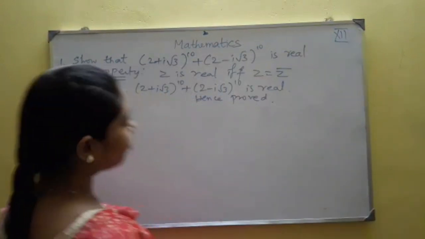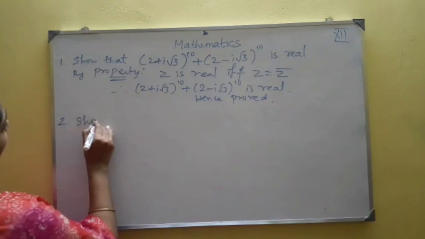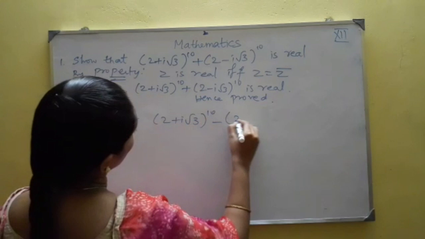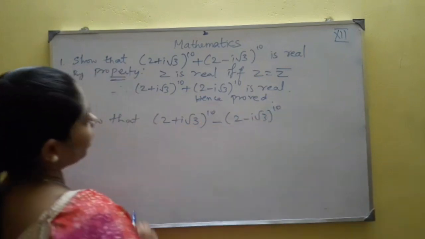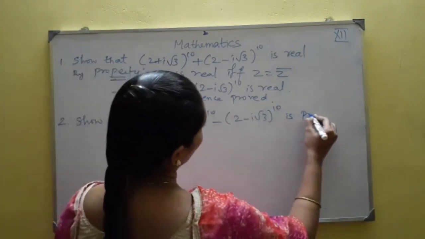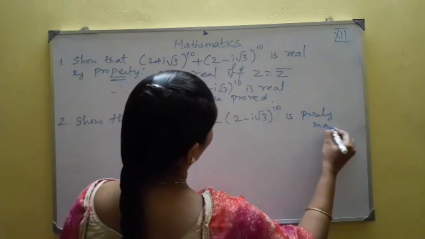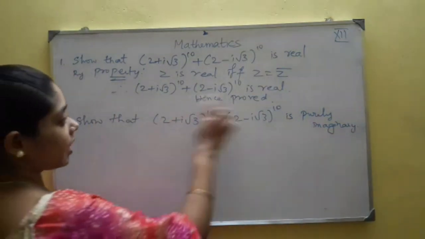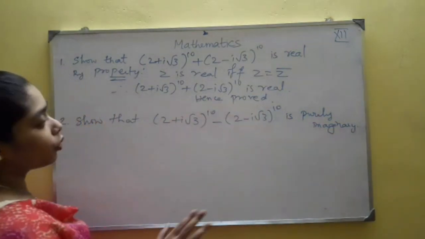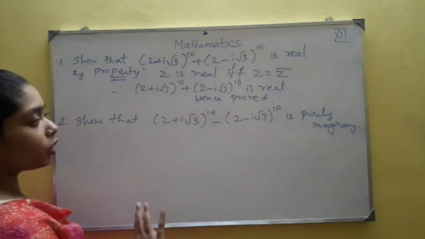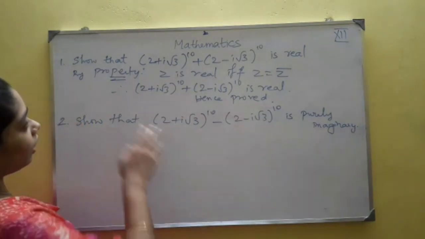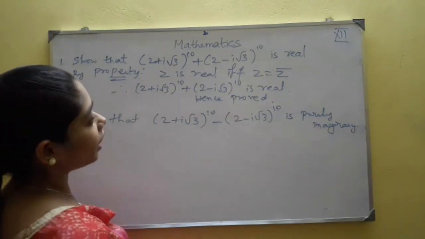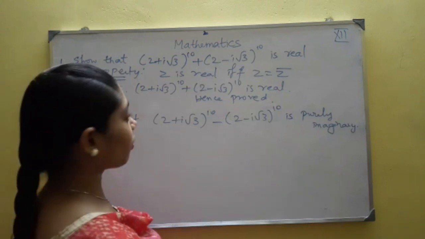Now take the second one as homework. Same question, the little difference is, take this as (2 plus i root 3) the whole power 10 minus (2 minus i root 3) the whole power 10, and show that this is purely imaginary. The same way, but the only difference is take this as your z, and prove z is equal to minus z bar. If you are able to prove that, then conclude that by property z is purely imaginary if and only if z is equal to minus z bar. Therefore the given is purely imaginary, hence proved.